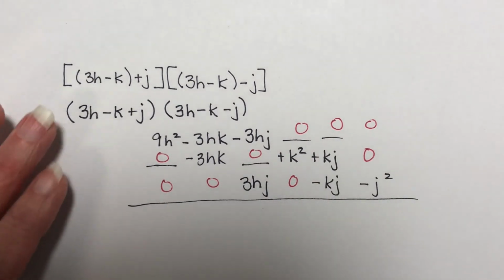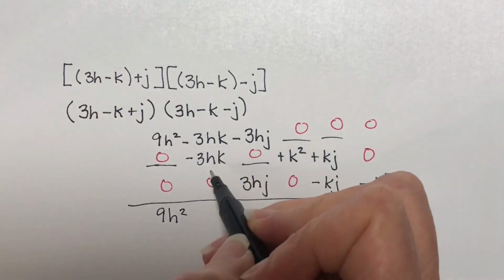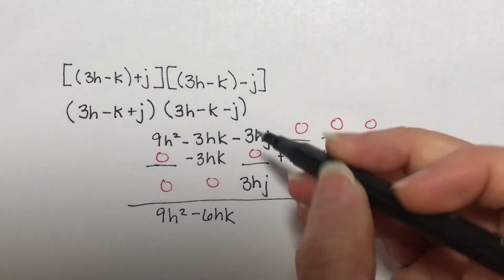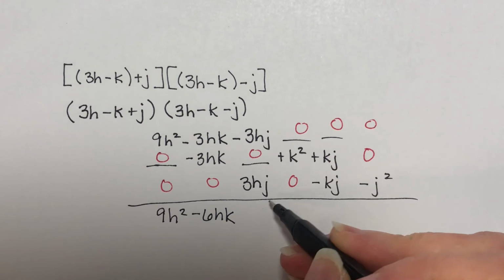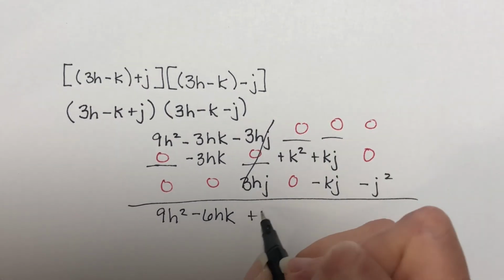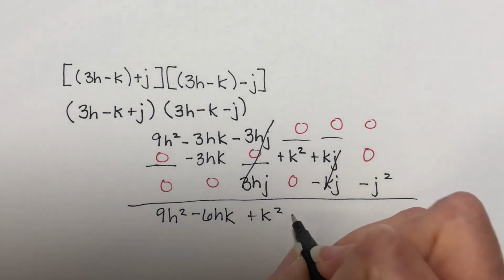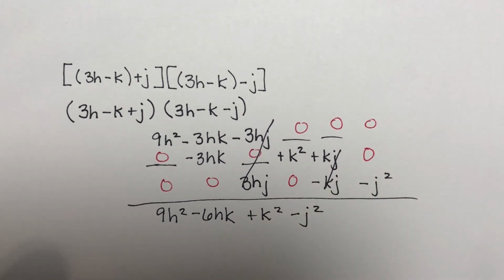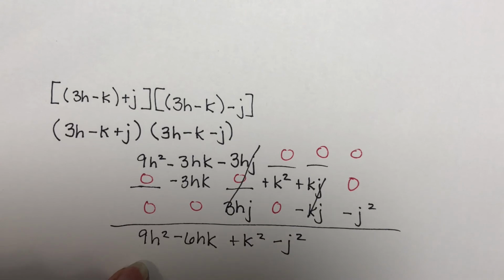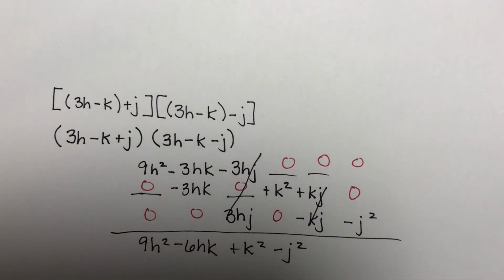Okay, now add these up. I have 9h squared. This is going to be minus 6hk, minus 3hj plus 3hj, that cancels out. I have a plus k squared. The kj's cancel, and I have minus j squared. Okay, so I've got exactly the same answer as here. It's workable without recognizing that it's a special form, but it is somewhat easier if you do recognize that.